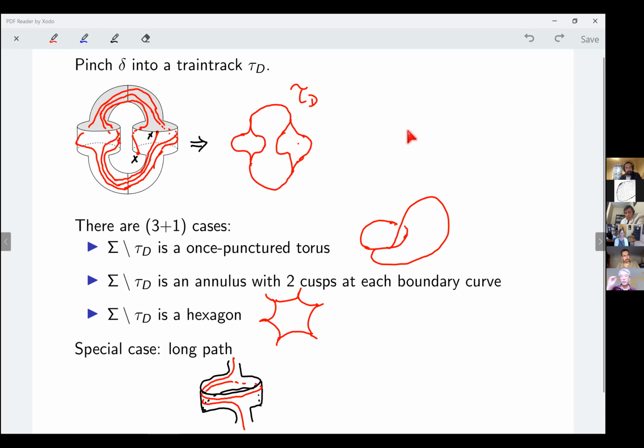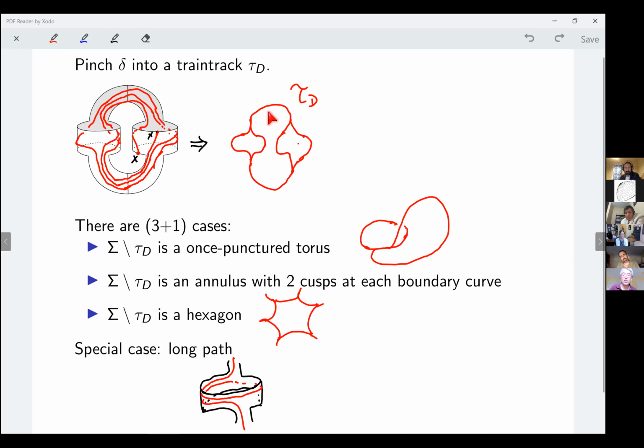And there are 3+1 cases. So basically, three cases, and there's a special case in the background. The first case depends on the train track. The complement of the train track could be a one-punctured torus. For example, if you take this train track, the neighborhood of this train track is a one-punctured torus. So the complement in the genus 2 surface is also a one-punctured torus.